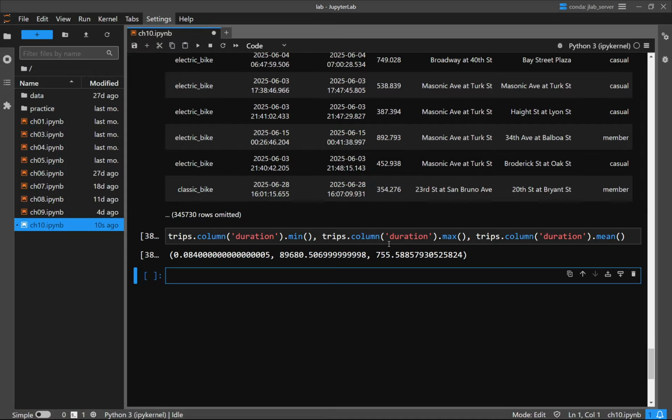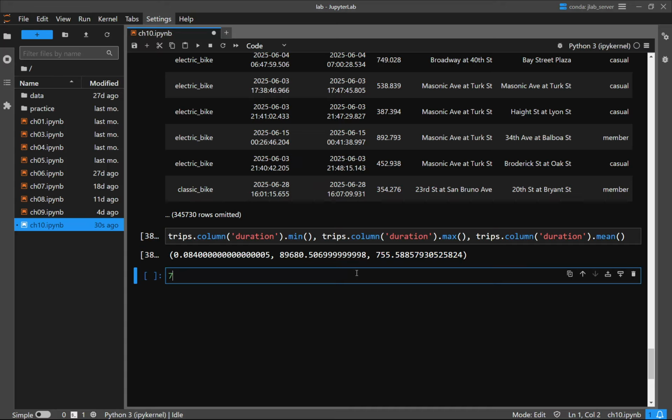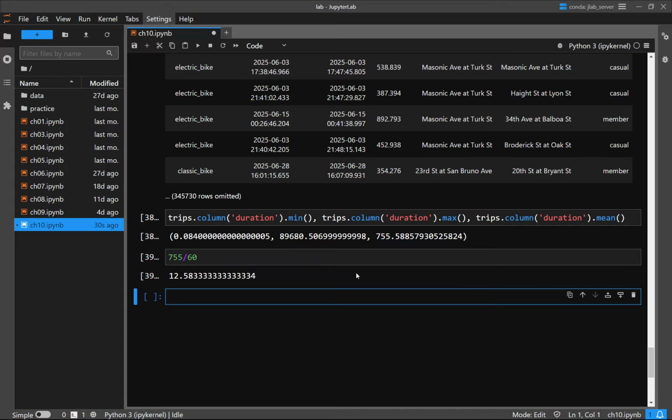And so it looks like some durations are almost 0 seconds, because it's in seconds. Some durations are very, very long. Is that a day or something? Like they kept the bike out, or they just never returned it or something. They were charged for it. And then the average bike ride was about 755 seconds, which is how many minutes? Almost 13 minutes, 12 and a half minutes.